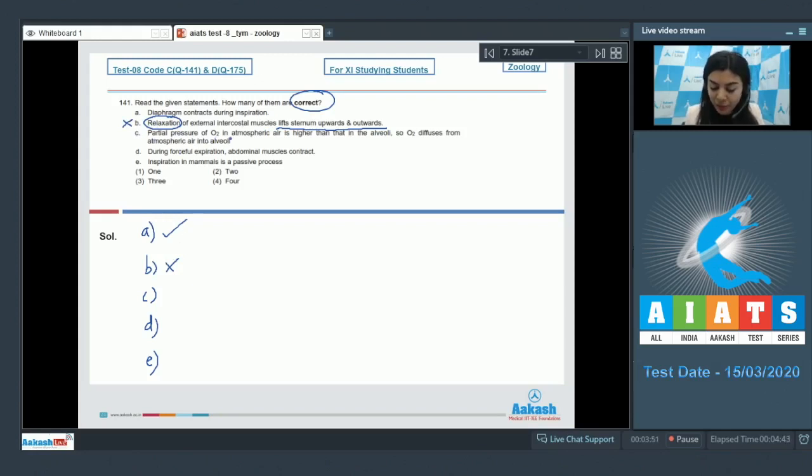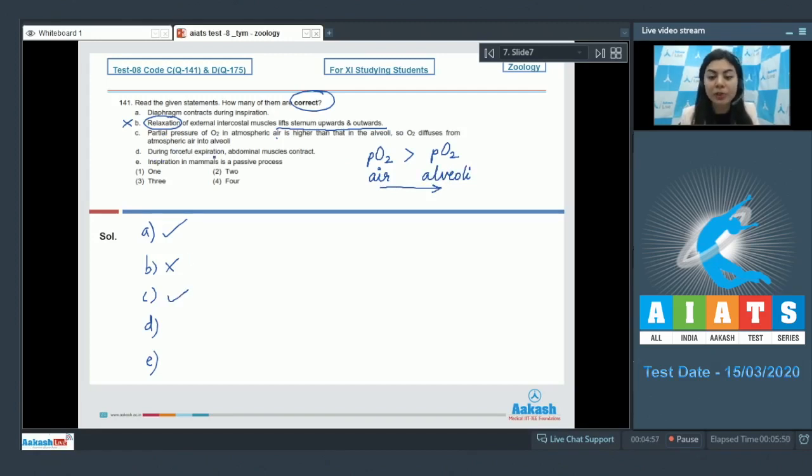Statement C, partial pressure of CO2 in atmospheric air is higher than that in the alveoli. So O2 diffuses from atmospheric air into alveoli. This is true because the gases diffuse along their concentration gradient, that is from higher concentration to lower concentration. And PO2 in air is greater than PO2 in alveoli. Thus, the oxygen would diffuse from air to alveoli, that is higher concentration to lower concentration. So this is a true statement.